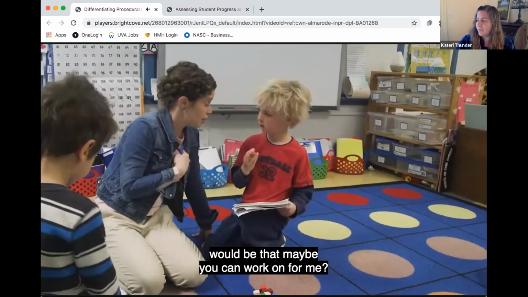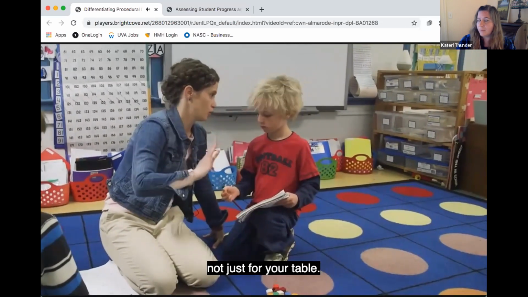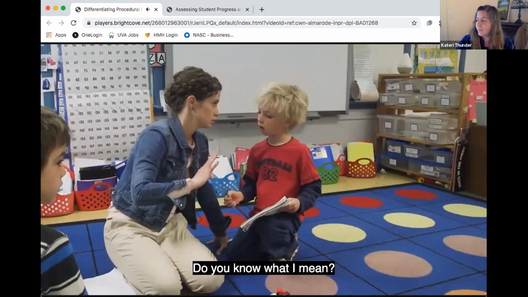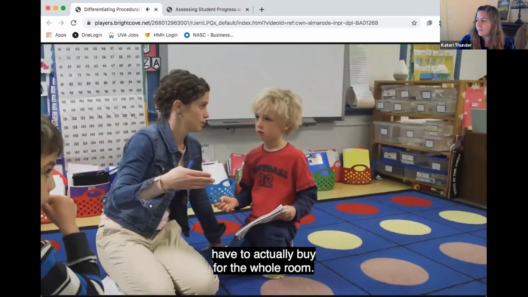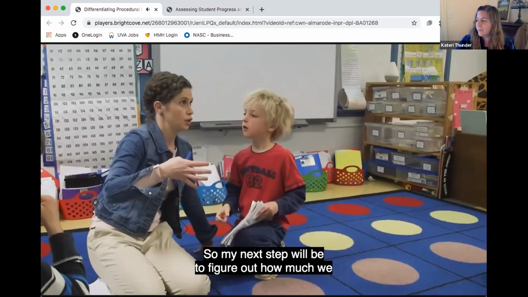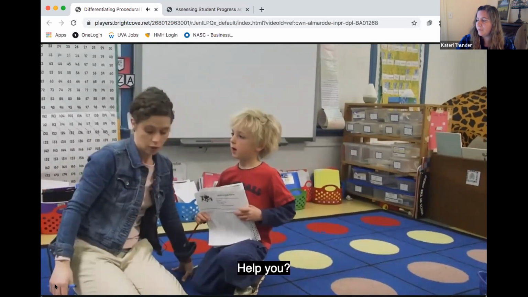Do you know what I have to do? My next step would be that maybe you can work on for me, because I would have to figure out for the whole room, not just for your table. Do you know what I mean? Because when I go to the store, I have to actually buy for the whole room. So my next step will be to figure out how much we need for the entire room. Do you want to help with that tomorrow?